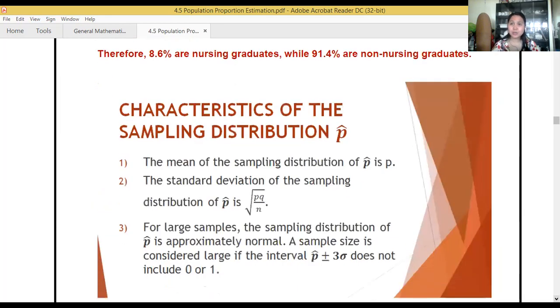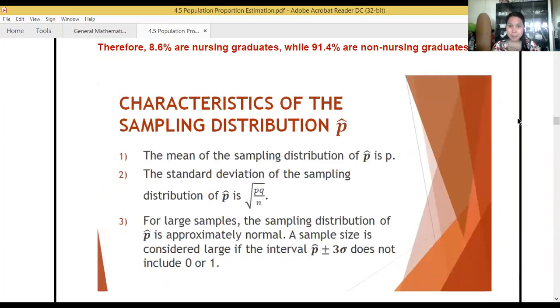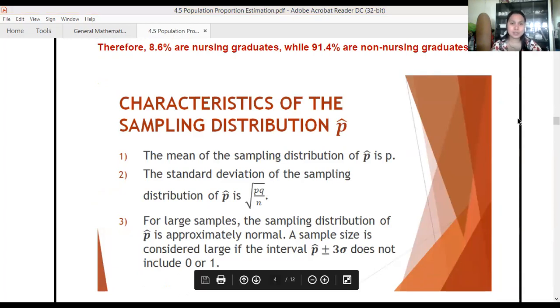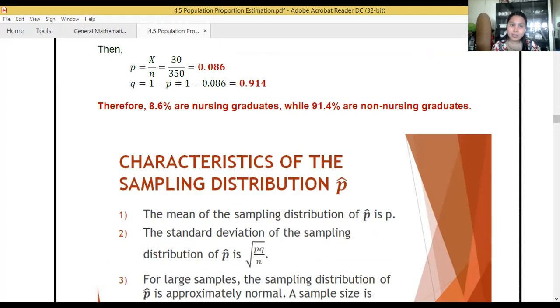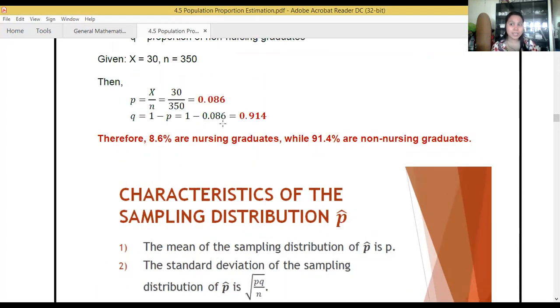Now let's go to the characteristics. Is the 1 constant? Yes, the 1 is constant, because remember, the formula for Q is 1 minus P. Why 1? It means 100%. For example, here, that's 1 minus 0.086, or 100% minus 8.6%. That gives you 91.4%.